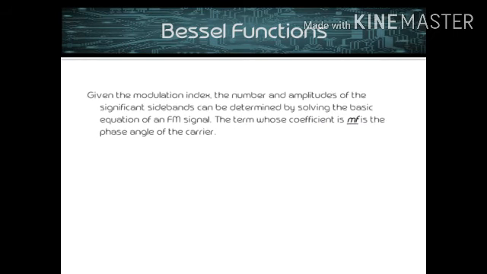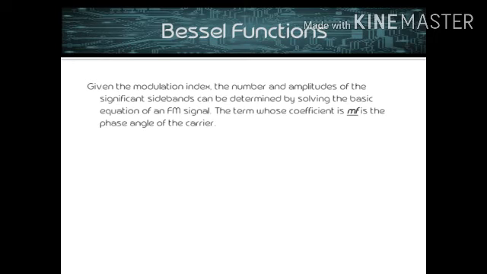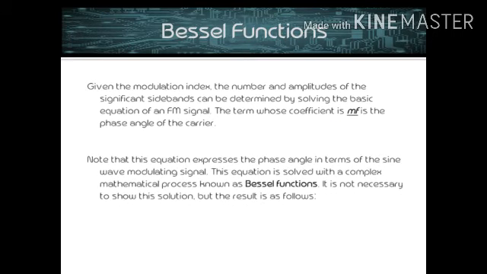Now for the Bessel function. Given the modulation index, the number and amplitudes of the significant sidebands can be determined by solving the basic equation of an FM signal. The term whose coefficient is MF is the phase angle of the carrier. Note that this equation expresses the phase angle in terms of the sine wave modulating signal. This equation is solved with a complex mathematical process known as Bessel functions. It is not necessary to show the solution, but the result is as follows.